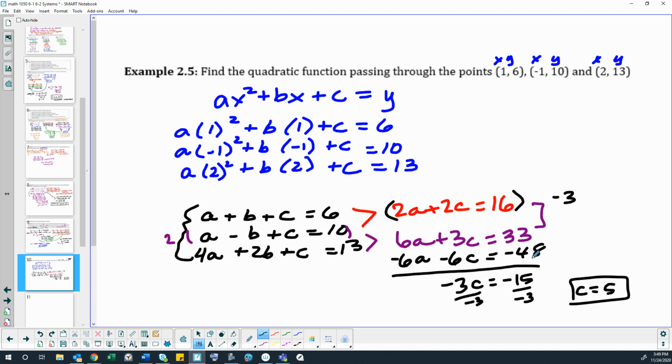So we have c, and we're going to have to plug that in somewhere so we can find a, perhaps. So let's go ahead and plug that maybe in here. So then we would have 6a plus 3 times 5 equals 33. Actually, it would have been much easier if I just plugged it into the... No, not the original. Okay, I'm getting lost.